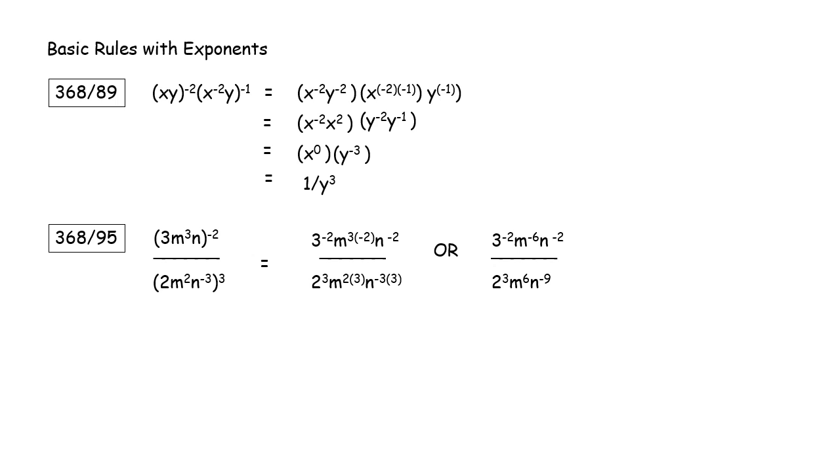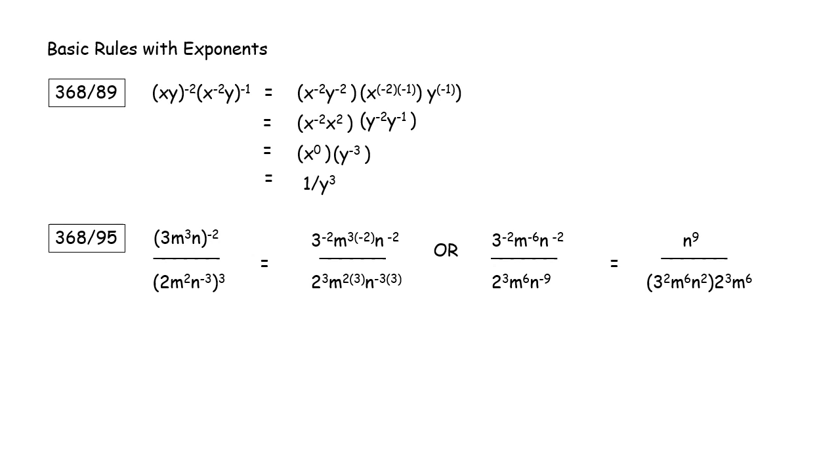To, again, clean up the negative exponents, we know that they can be switched around. If they're on the top, then they belong in the bottom, and vice versa. So we'll finally have the 3 raised to the second power will be in the denominator, m to the negative 6 will be in the denominator, n to the negative 2 will be in the denominator. The 2 cubed stays where it is, the m to the 6 stays where it is, but we know n to the negative 9 can be rewritten as n to the positive 9 in the numerator.